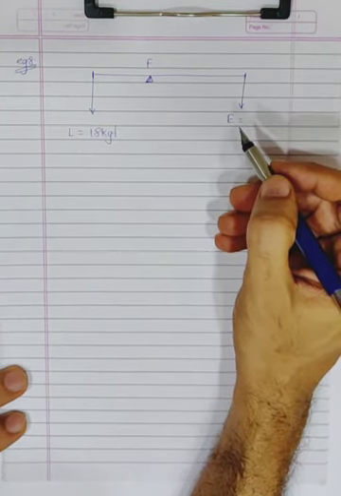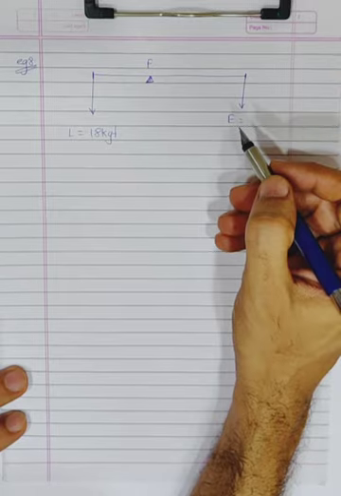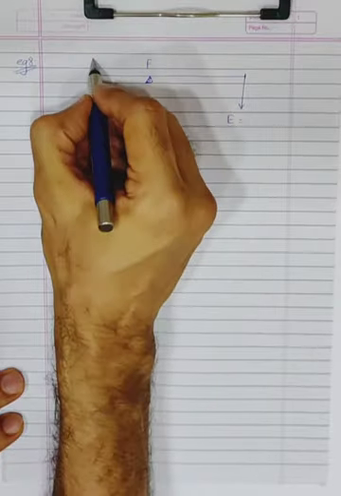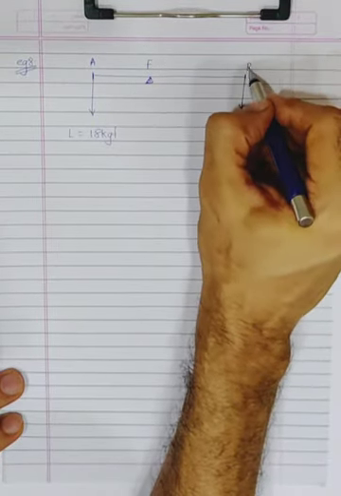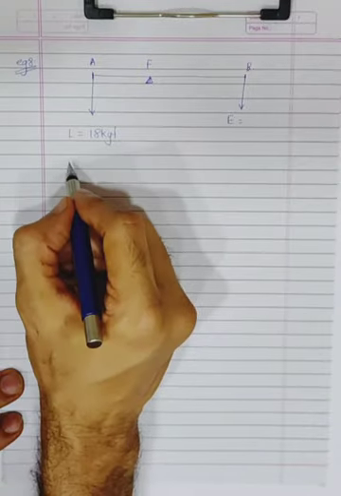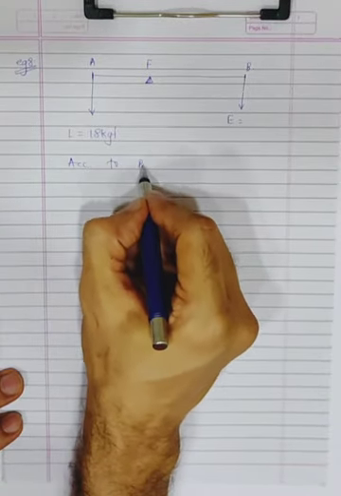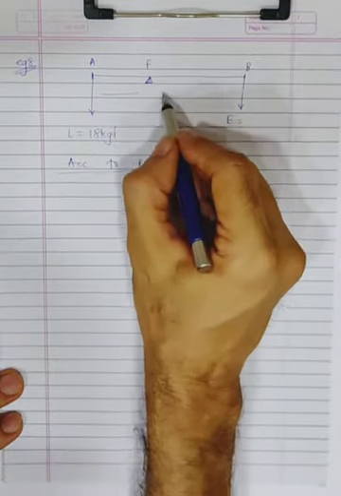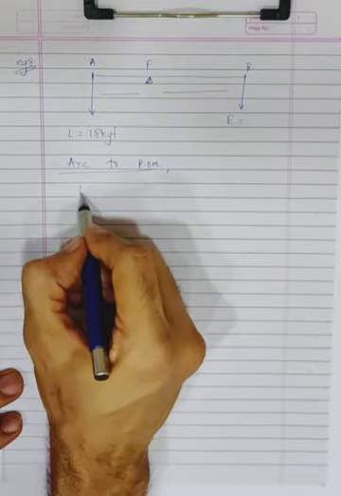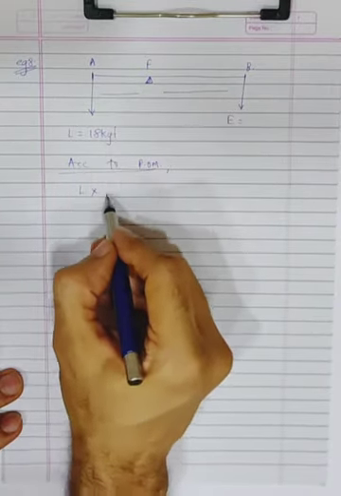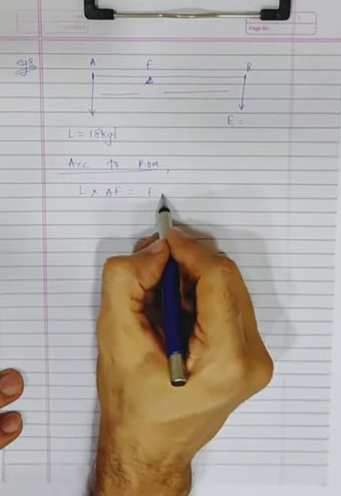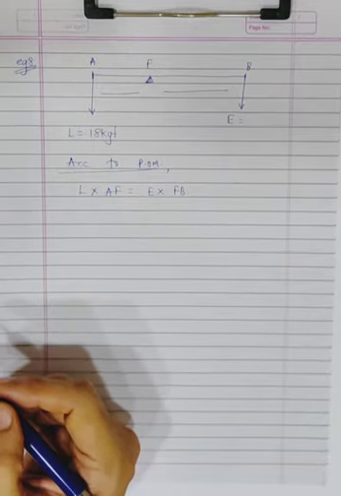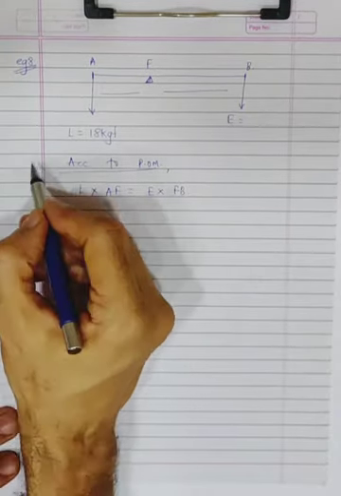Now they are saying state the principle of moments as applied to the given lever. So how do we apply it to the given lever, meaning to this particular lever? According to principle of moments, load into load arm is equal to effort into effort arm. So we'll say load into load arm, but what is our load arm in this figure? AF. Effort into effort arm, what is the effort arm? FB. So load into AF is equal to effort into FB. That's how we applied it.